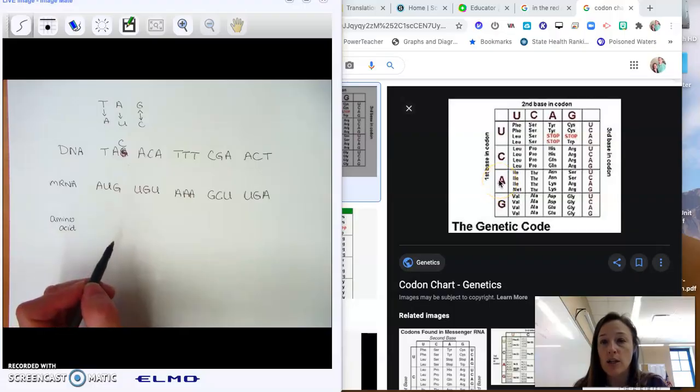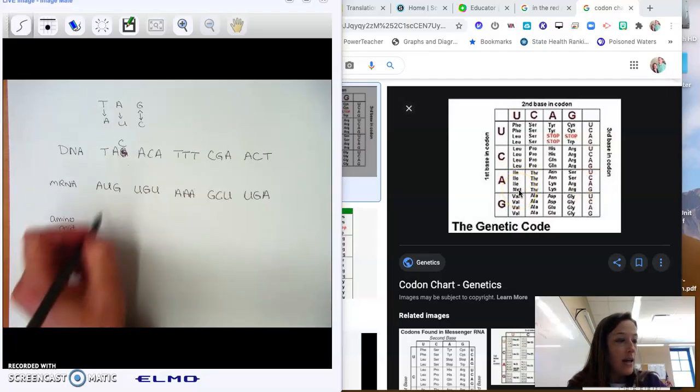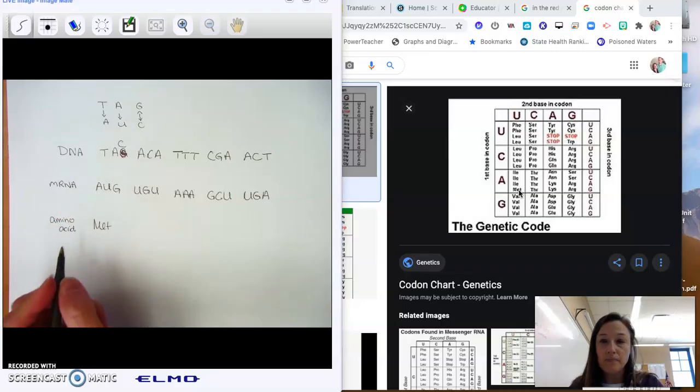So the AUG: the first base is A, the second base is U, so I know I'm going to be in this box somewhere, and then my third base is G. Well, there's 4 G's to choose from, and I want to make sure that I'm at the correct G. So I need to be at the G that's across from my A. Okay? So the first base tells you what row, the second base tells you what column, that puts you in a box, and then the third base tells you which one of the 4 in that box. And so that is methionine.